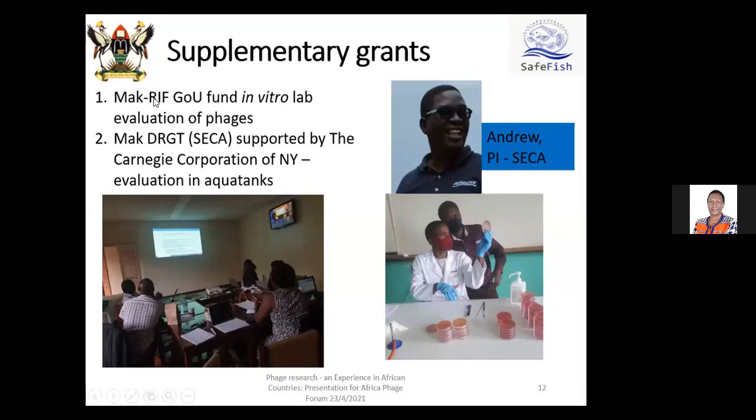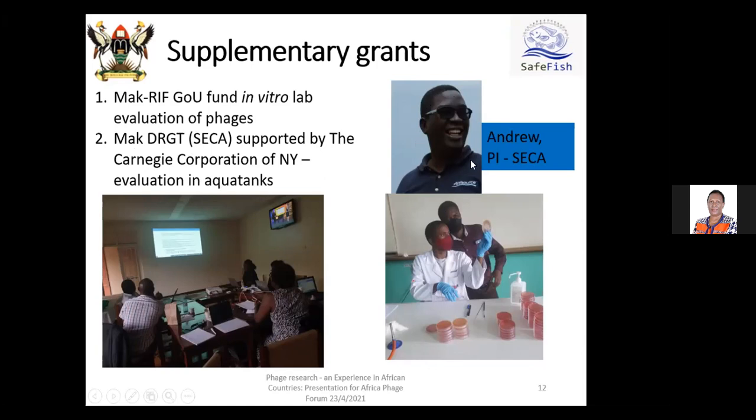So we have the Makerere University Research and Innovation Fund, which is a government of Uganda fund. And in this case, we are looking at the in vitro lab evaluation of bacteriophages, their activities within the lab. And here we selected only the Aeromonas because of the amount of money offered. Then we have the Makerere Directorate of Research and Graduate Training, supporting early career academics. This is SECA. And the funds are from the Carnegie Corporation of New York. And in this case, we are evaluating the Aeromonas phages in the aqua tanks.